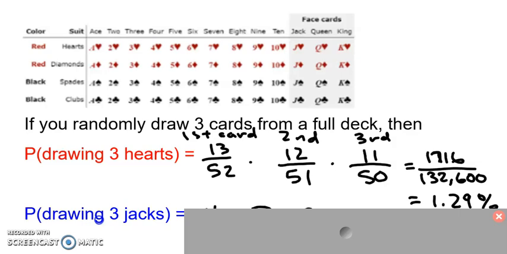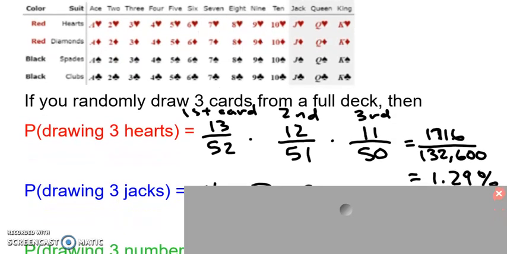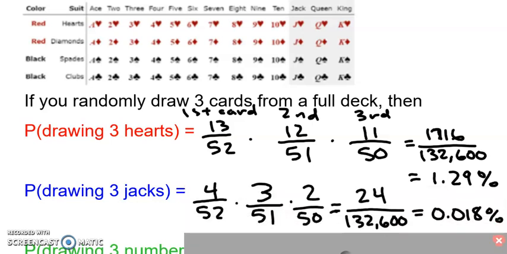Next example is drawing 3 jacks, and it's similar, but it's going to be much lower because there are far less jacks than there are hearts. So now I only have 4 jacks in my deck. So I start out with my first card being 4 out of 52. Once I grab a jack, my second one, now there's only 3 jacks left out of 51 cards to choose from. And my third card, 2 out of 50. That ends up with a really, really small percent chance that we're going to grab 3 jacks.